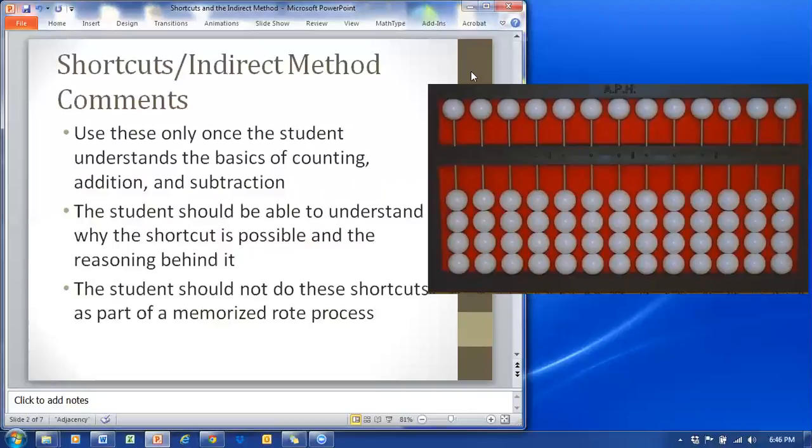Before we start looking at the actual shortcuts or indirect method, it is important to make a few comments first. The student, before they start using these shortcuts or the indirect method, should already understand the basics of counting, adding, and subtracting. The student should understand why the shortcut is possible and the reasoning behind it. And they should not use these shortcuts as part of a memorized rote process.